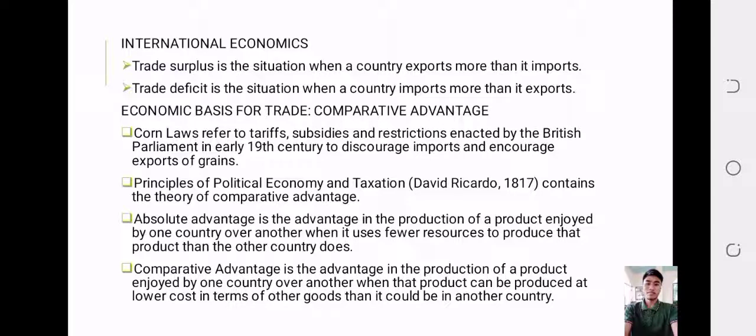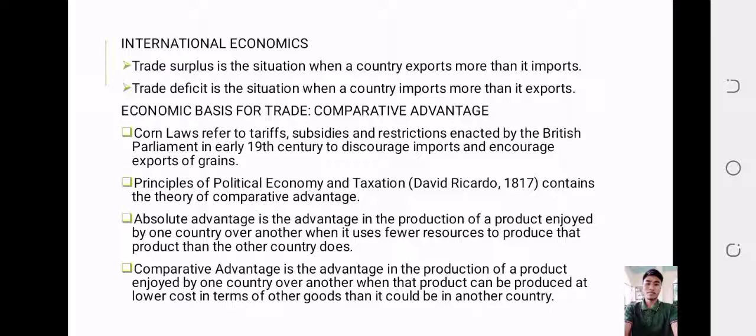International economics. A trade surplus is a situation when a country exports more than it imports. A trade deficit is a situation when a country imports more than it exports. The economic basis for trade is comparative advantage. The Corn Laws refer to the tariffs, subsidies, and restrictions enacted by the British Parliament in the early 19th century to discourage imports and encourage the export of grains. The policies of political economy and taxation, David Ricardo, 1817, contains the theory of comparative advantage.